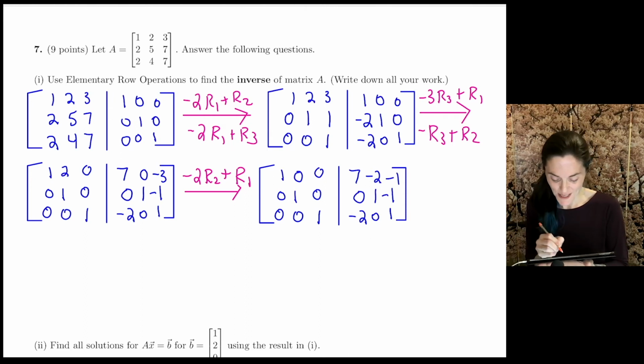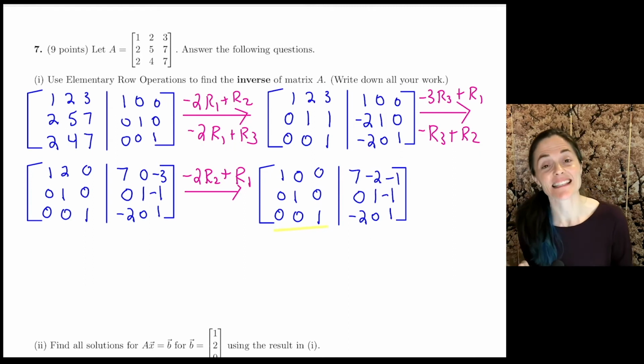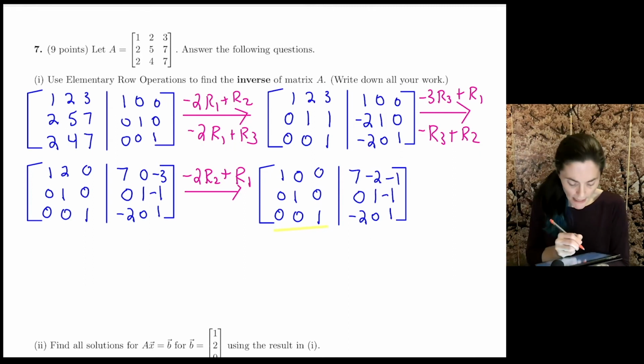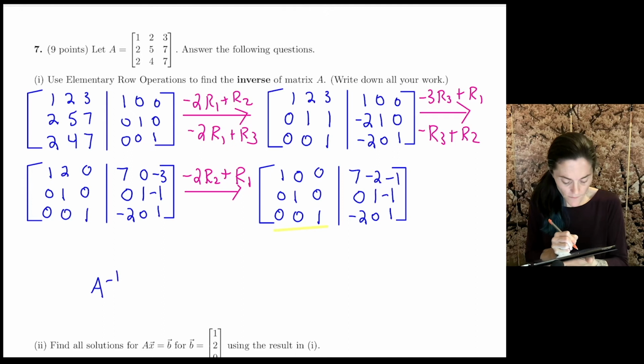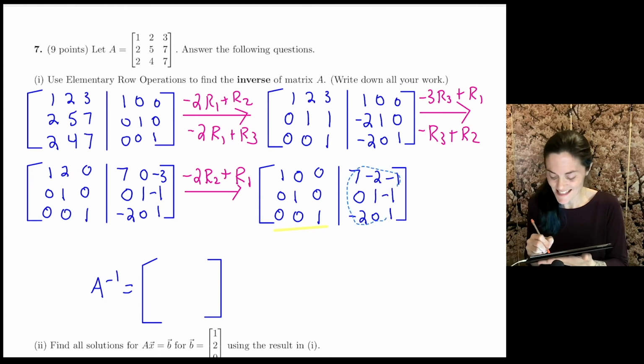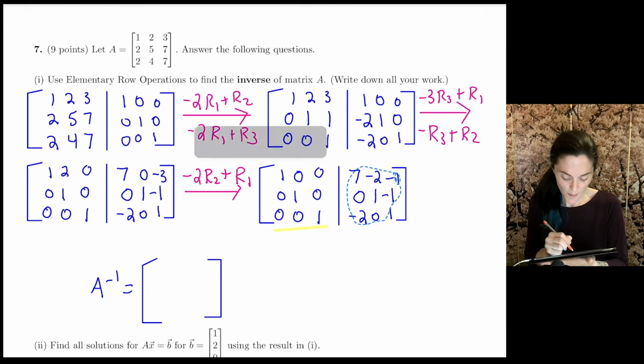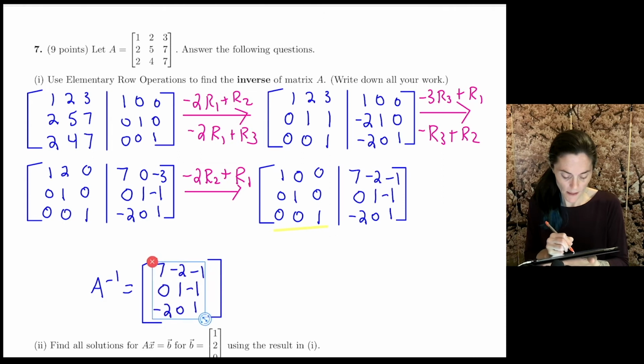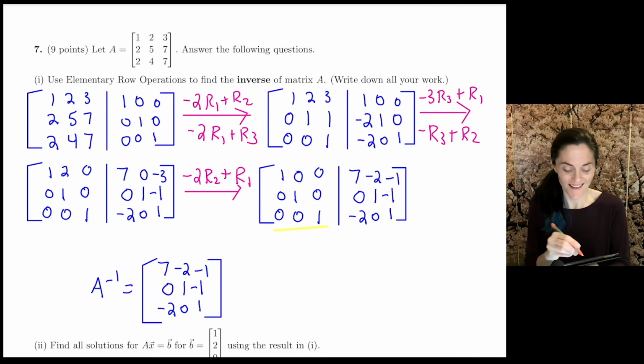We have arrived because you see here, this is the 3 by 3 identity. And so immediately we know the inverse of A, A inverse. In fact, I will just copy it from this here. It's this. This is the inverse. Copy and paste. We have the inverse of our matrix A.